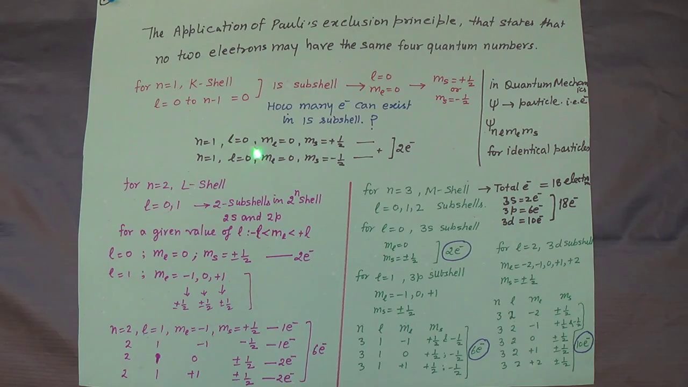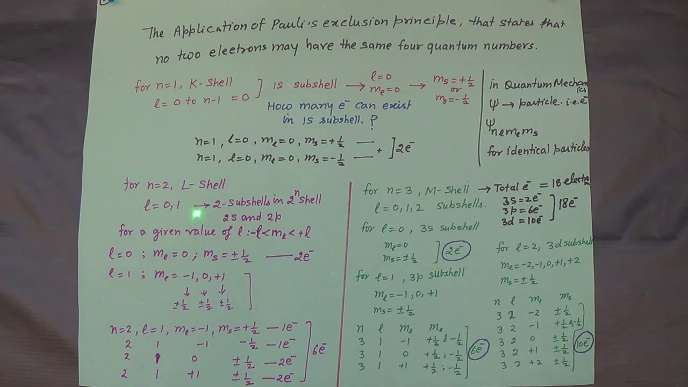So in the L is equal to 0 subshell, how many electrons can exist? 2 electrons. And what about the quantum numbers? For the first electron, these are the quantum numbers. For the second electron, these are the quantum numbers. And you can see here that these are different because of the spin quantum number. So this is the verification of the Pauli exclusion principle.